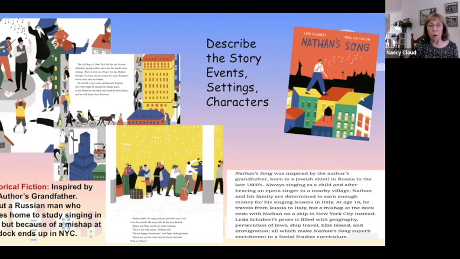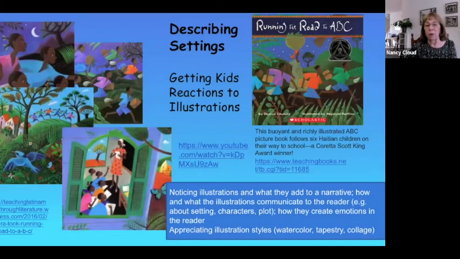After I read the book, I can use all of these illustrations for kids to talk about the story events or to talk about Nathan, the main character of the story. So I want to be able to use the illustrations to talk about and describe in detail story events, settings, and characters, and we'll be modeling that for you. I also want them to appreciate the art.